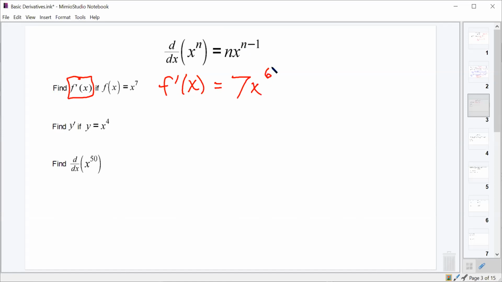And that's it. And that's a lot easier than writing out the limit as h approaches 0 of x plus h to the 7th minus x to the 7th over h, and expanding out that x plus h to the 7th and writing it all out and simplifying and canceling. You just get this by using the rule that we've proven using the binomial theorem earlier. Does that make sense?